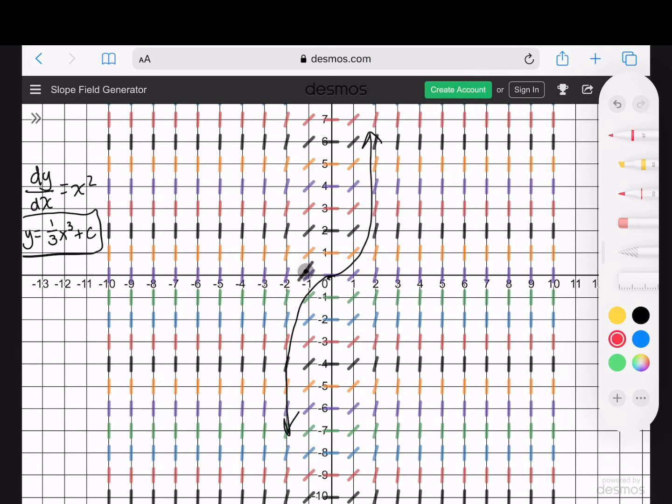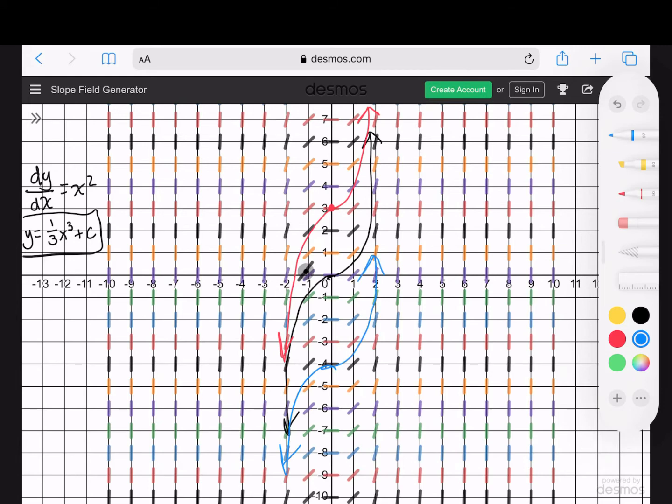And then I could move up. Let's move up to this point, and we have the same thing. It's the cubic function right there. So it's just a cubic that's shifted in different directions.